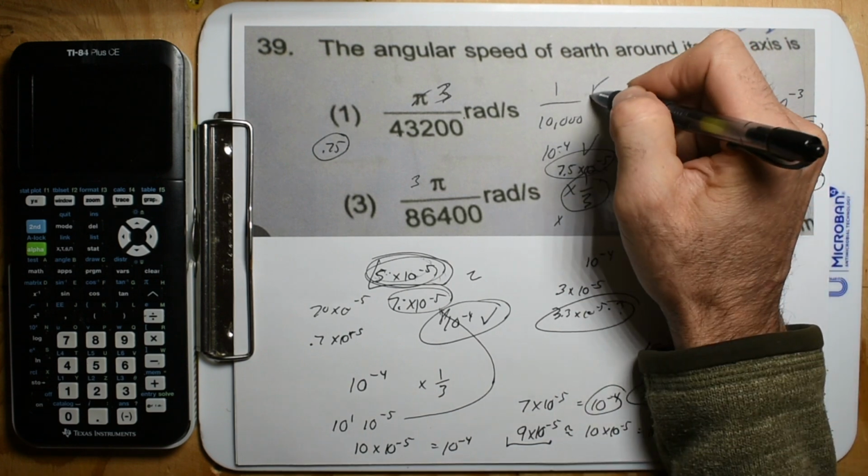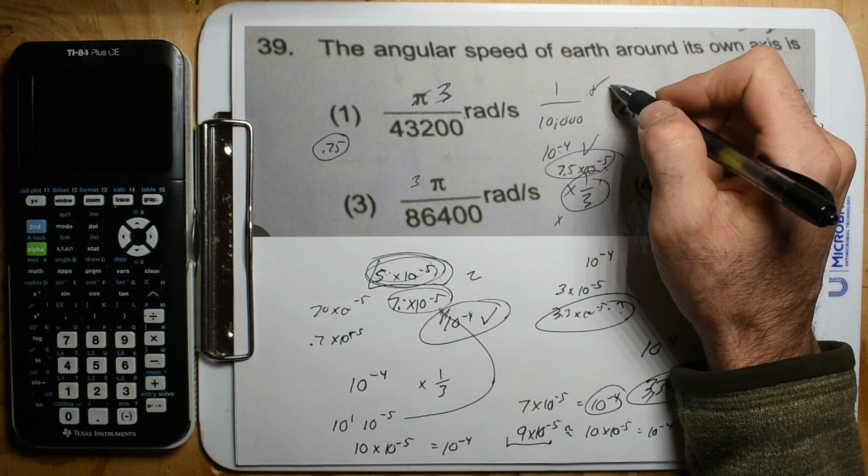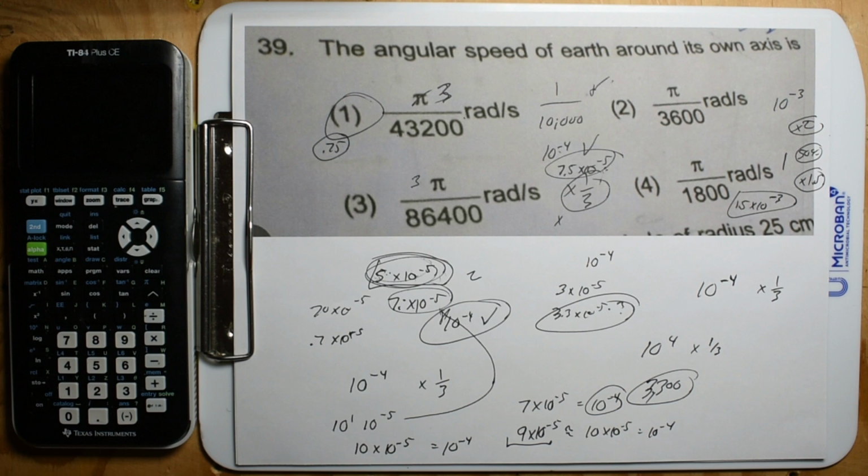So that's when we got this answer to be 10 to the negative 4. We were like, that's the answer. But if I'm going to take a third of this, I just say what's 10 times a third? Well, it's going to be like 3.3.